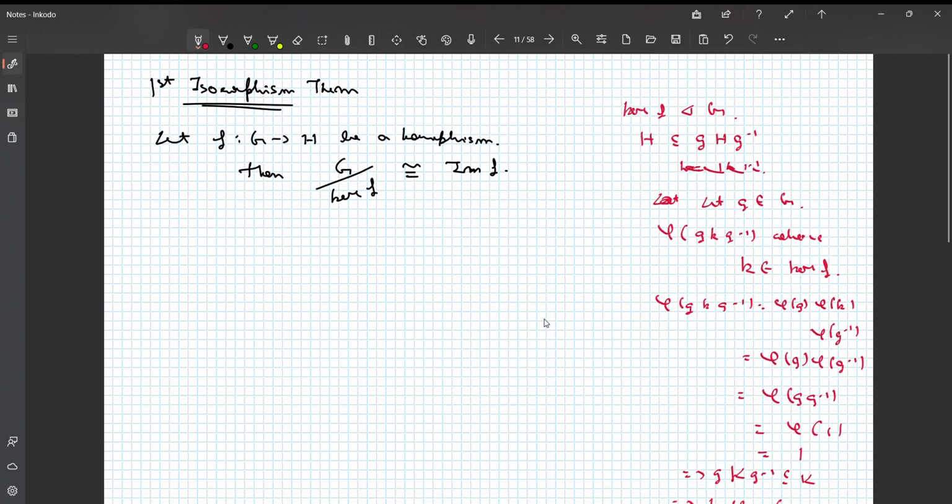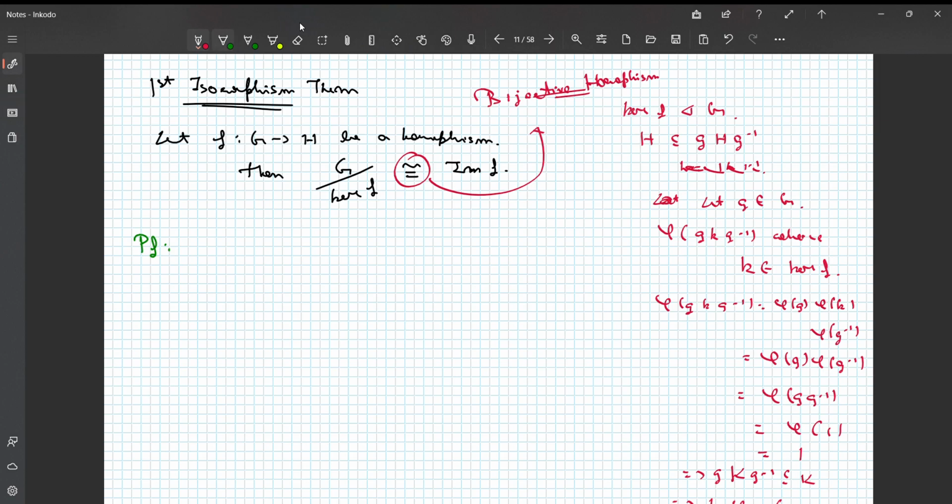But then this is well defined, right? So how can we prove this? So let's check the proof of this. Okay. So proof. Isomorphism is nothing but a bijective homomorphism.